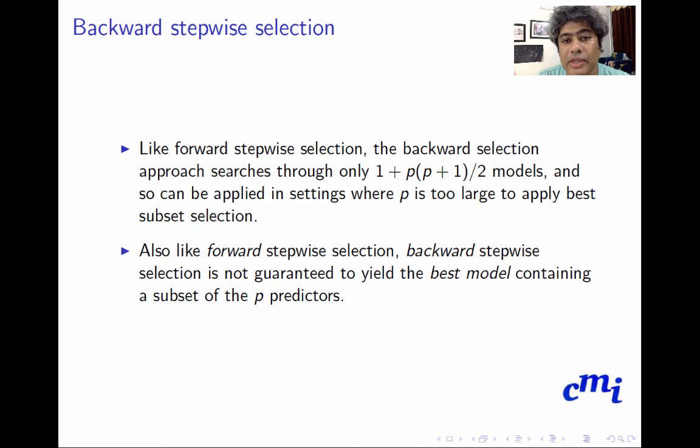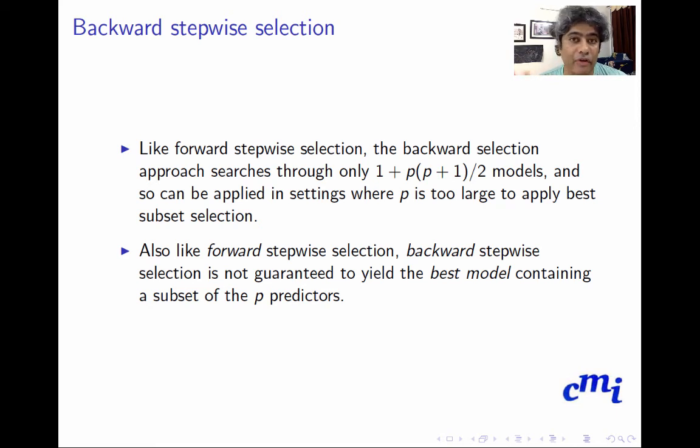Like forward stepwise selection, you can show that the algorithm complexity is also of order p squared, since you have to compute exactly 1 plus p(p plus 1)/2 models. So it can be applied in settings where p is too large to apply best subset selection. Like forward stepwise selection, backward stepwise selection is not guaranteed to yield the best model containing a subset of the p predictors, but it does a reasonably good job.